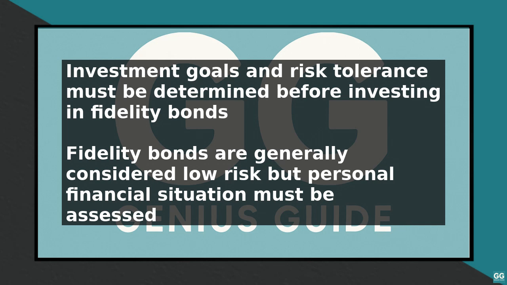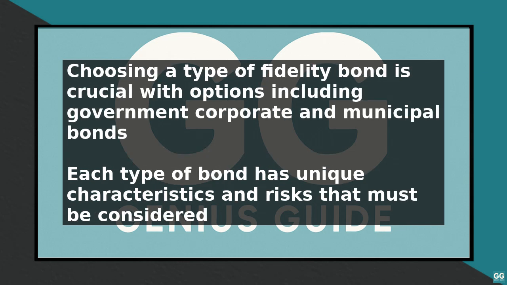Once you have selected a bond, you need to purchase it through a broker or investment platform. You can buy bonds directly from the issuer or on the secondary market. The price of a bond is determined by its face value and market conditions.